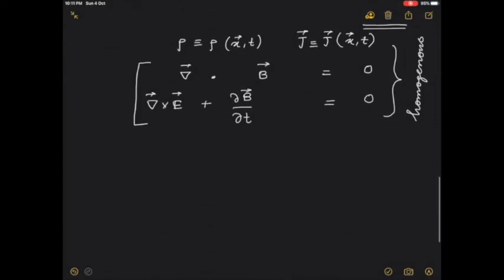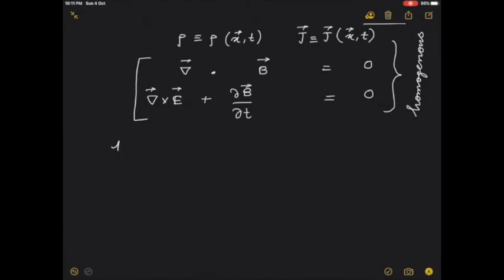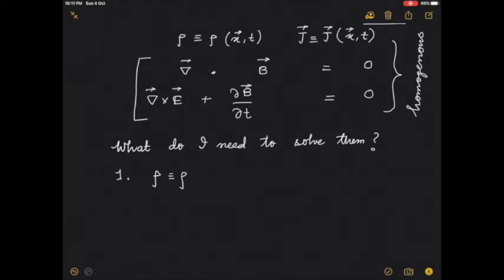Now once it has this structure, what do I need to solve them? I need two things. One is rho as a function of x and t, and J as a function of x and t. So that's three components for J because J is a vector. This has to be given. And the second thing is the boundary conditions.